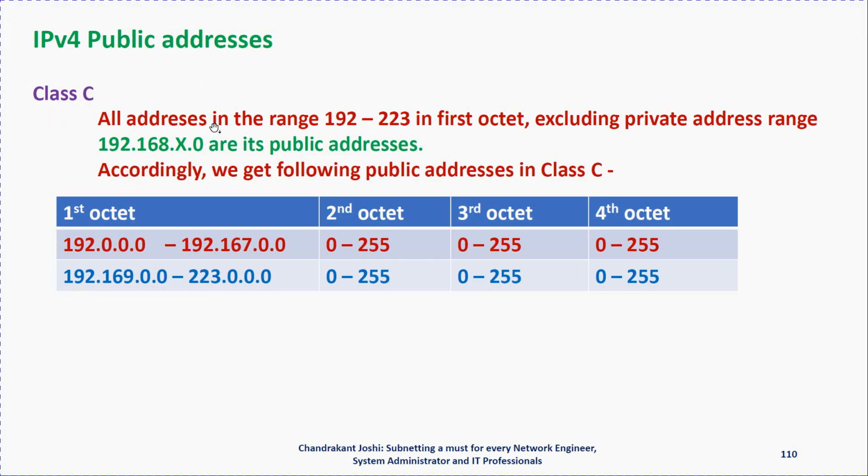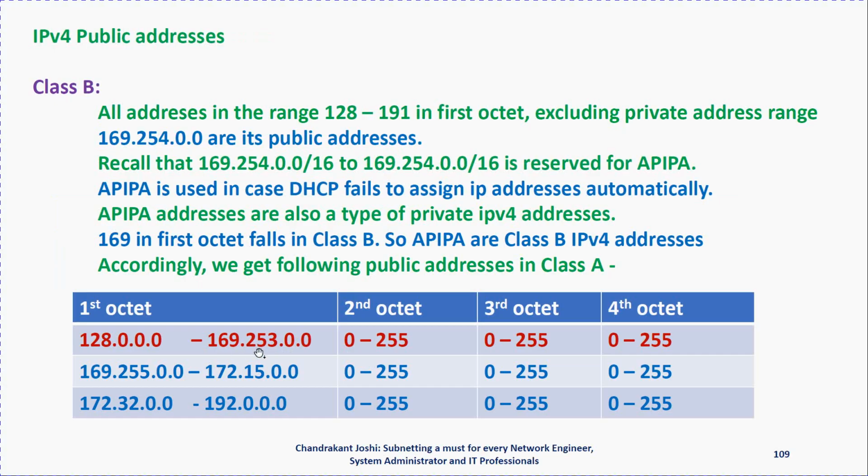So these two ranges are the public IPv4 addresses for class C. Generally in most exam questions you will be asked which type of address this is, especially about 169. Generally, as soon as people look at 169, they consider it to be an APIPA address, but no, an APIPA address is only when the second octet is 254. So we have to be very careful when looking at the 169 series.